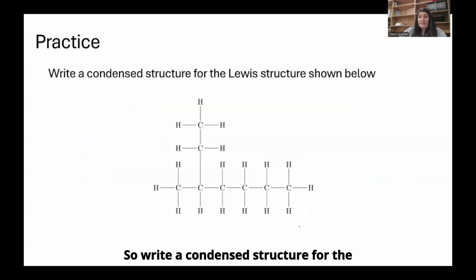So write a condensed structure for the Lewis structure below. So practice. Pause the video, work on this, and when you're ready, we will go over it together.